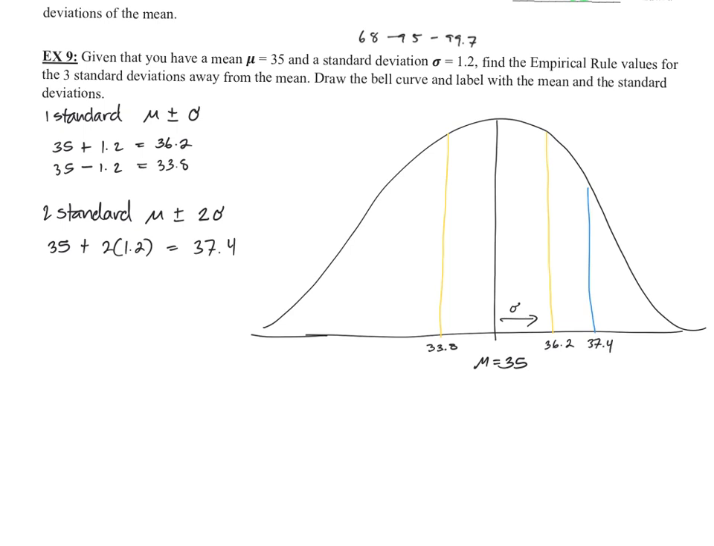So this is 2 standard deviations. Let's go ahead and find the other side, the other 2 standard deviations. That's going to be 35 minus 2 times 1.2, and that's going to be 32.6.